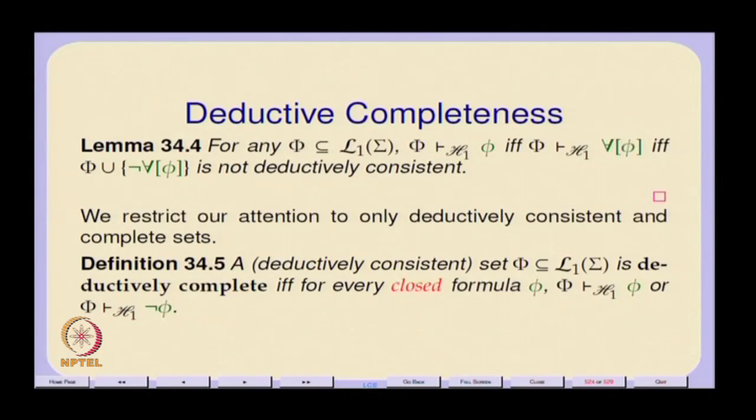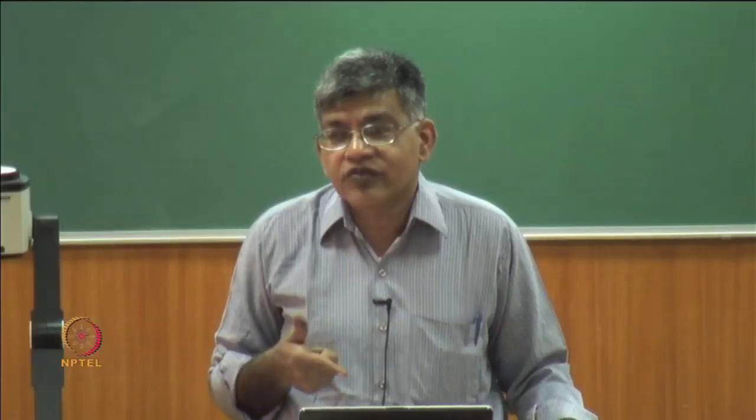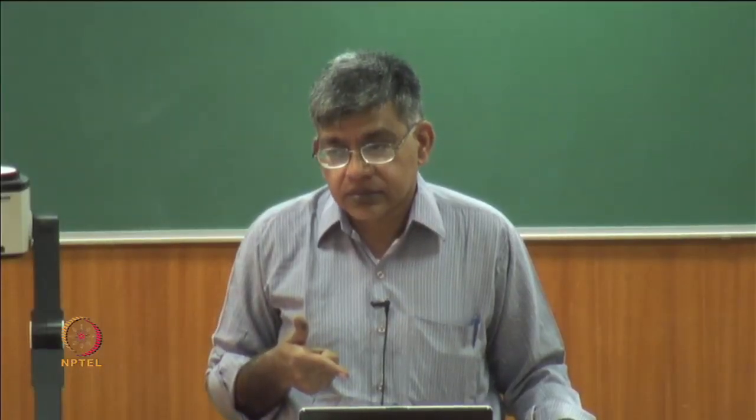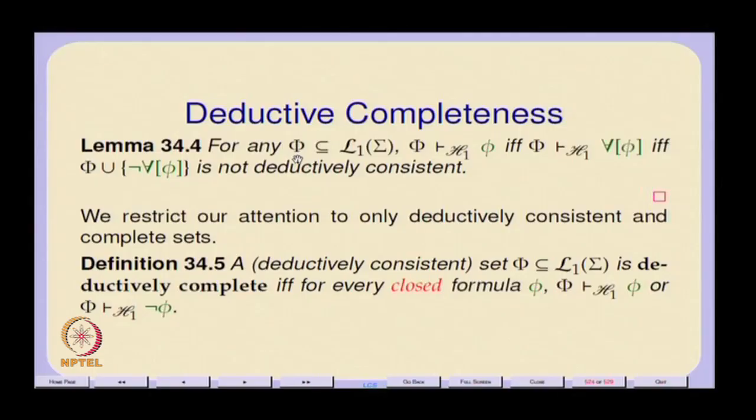So, from this notion of deductive completeness, the completeness of the Hilbert style system will follow, and that is essentially only for universally quantified formulae, for closed formulae. So, for any set phi of formulae, firstly we know that even if phi has free variables, phi can be proven from capital Phi if and only if its universal closure can be proven from capital Phi.